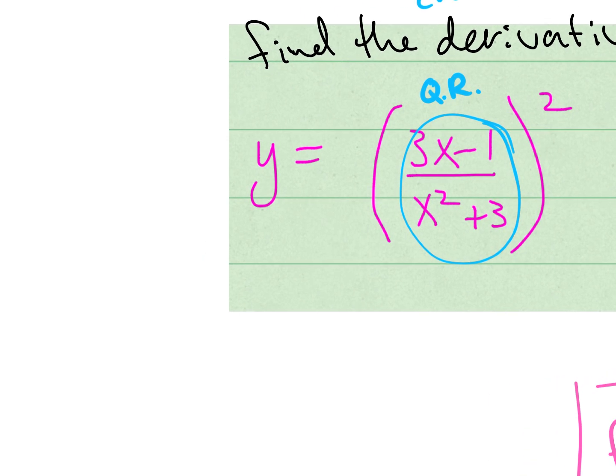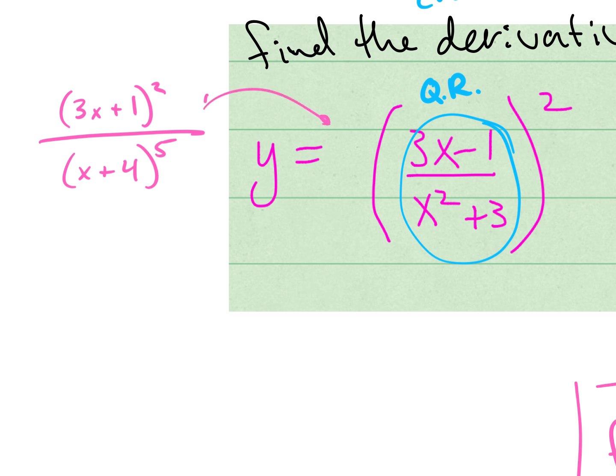Let's say this was 3x plus 1 squared over x plus 4 to the 5th power. We'd have to use the quotient rule, and then when we do the quotient rule, then we'd have to do the chain rule. So these two are different because the parentheses are on the outside for the one on the right, and you'd have to just do the chain rule first. Once you get inside of the chain rule and you have to take the derivative of the inside, then you have to do the quotient rule.